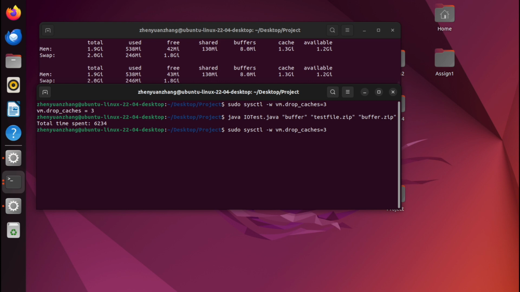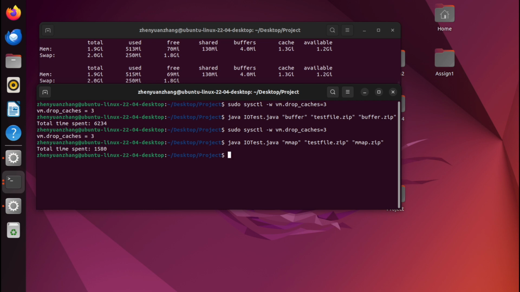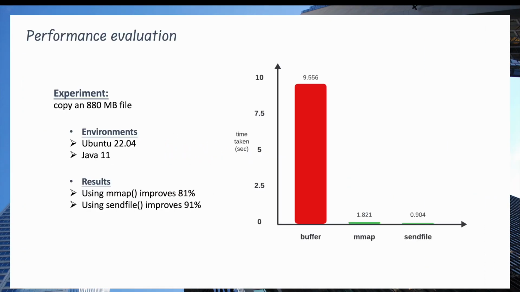Then I'm gonna drop caches again and use the mmap method. This is better. Lastly, the sendfile. Which is even faster. As you can see, there are significant improvements with both zero copy implementations. There is 81% speed improvement with mmap and 91% with sendfile. I think this result kind of answered the question, why do people love this technique so much?